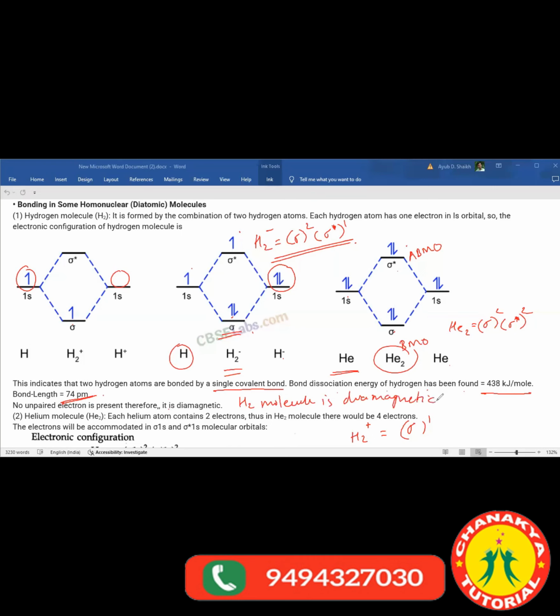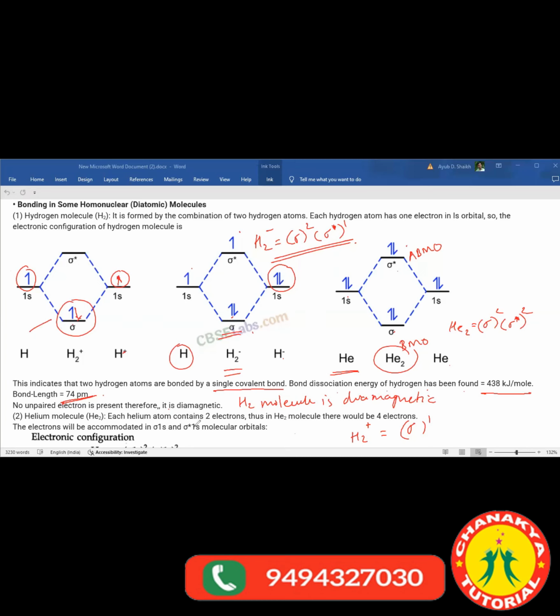Right? Why no unpaired electron? Because we have seen that whenever there is one electron over here, it goes and pairs up in the sigma bonding molecular orbital for the H2. Yes or no? So there won't be any unpaired electron. These are paired electrons and hence the nature of hydrogen is diamagnetic.